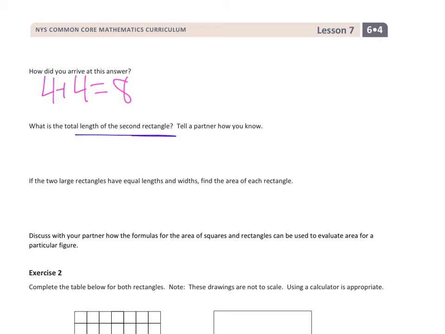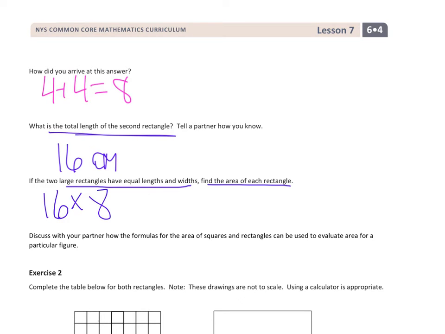So what's the total length of the second rectangle? Well, if it had 4 sections that were 4 inches across, 4 times 4 is 16. So 16 centimeters. We want to keep our labels there. If the 2 large rectangles have equal lengths and widths, find the area of each rectangle. Well, we know from up here that it's 16 across, and then we know that it's 8 centimeters tall, so 16 times 8 equals the area. So 16 times 8 is going to equal 128, and then always for area, centimeters squared.